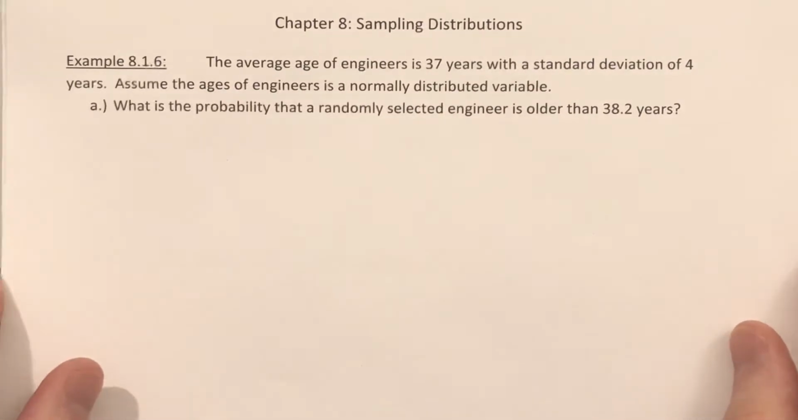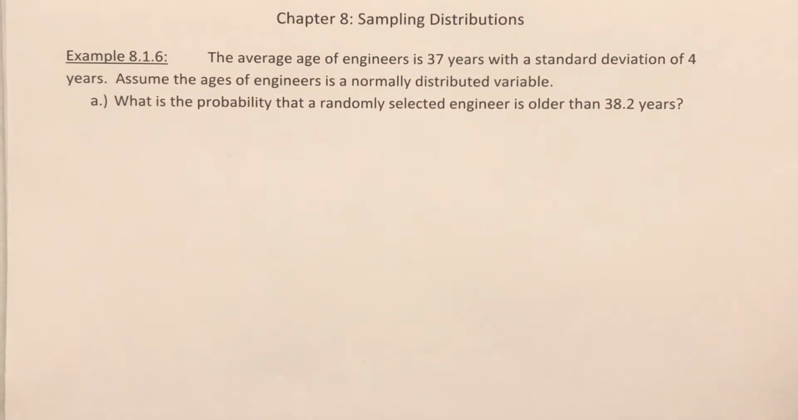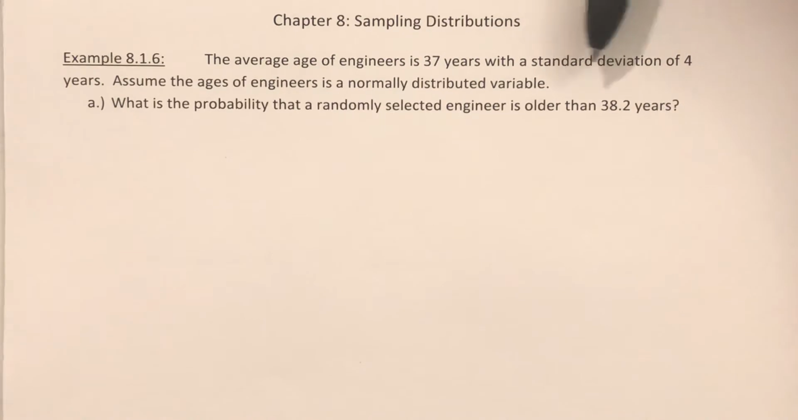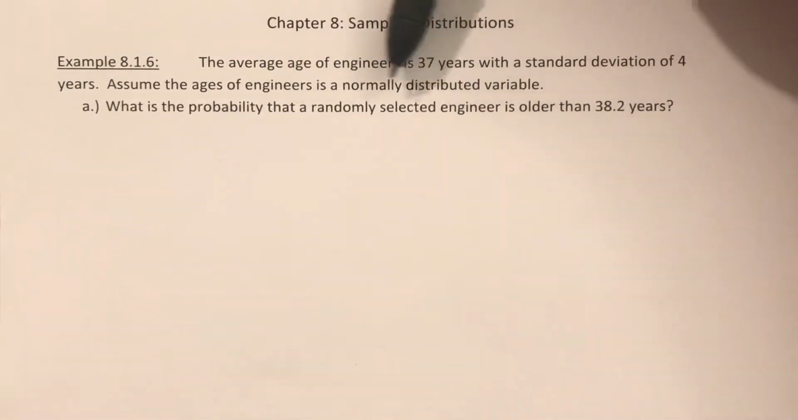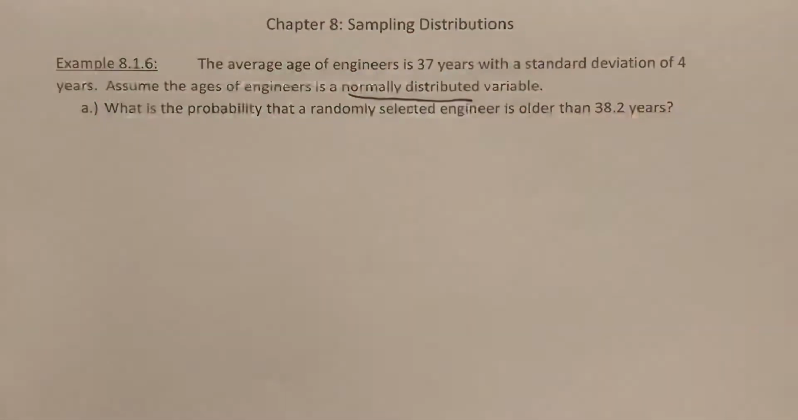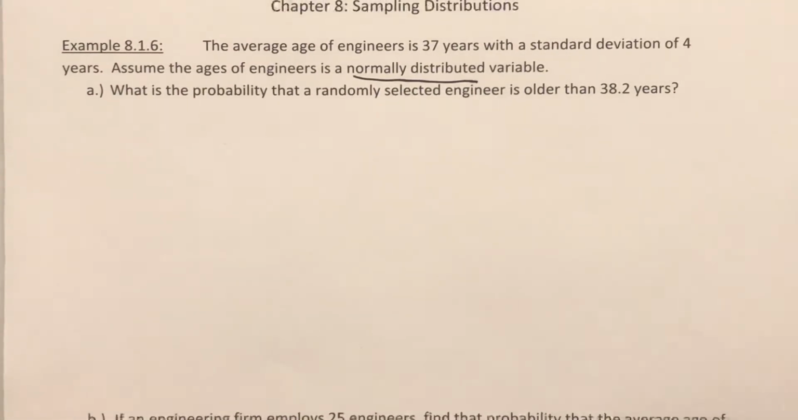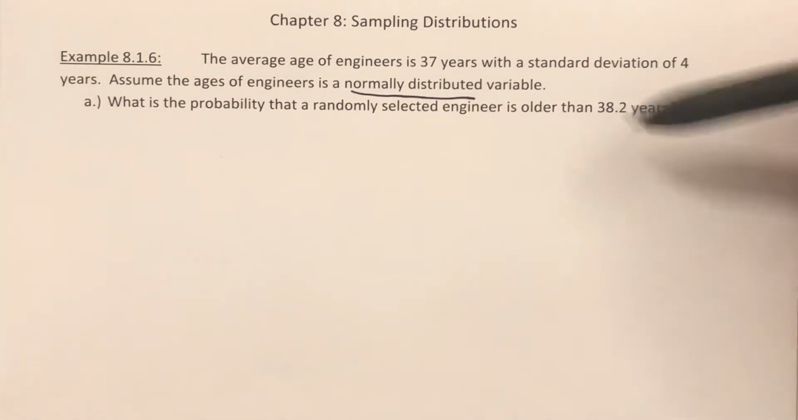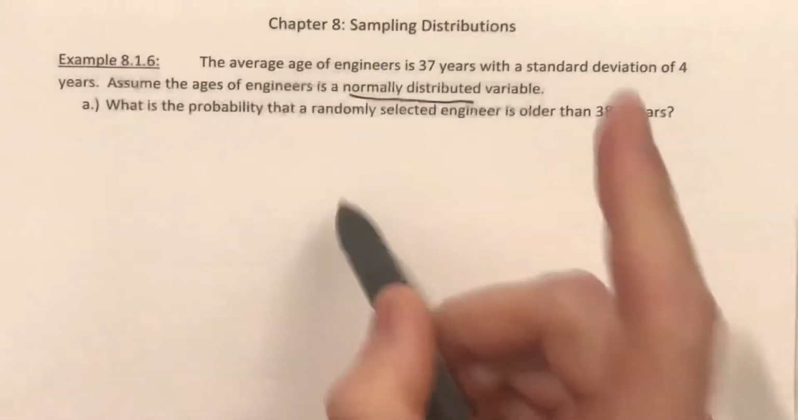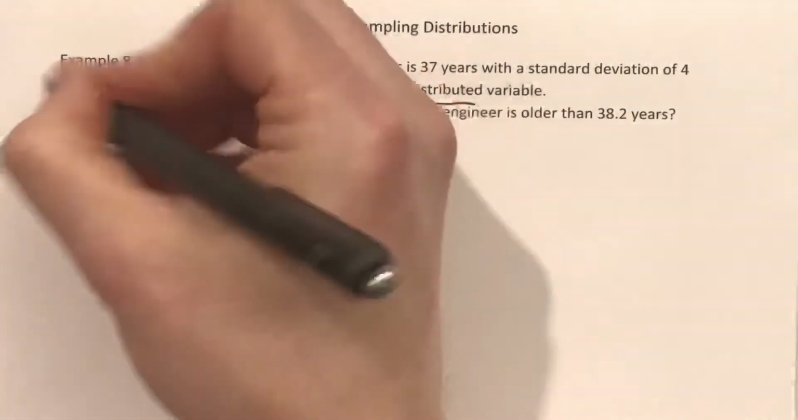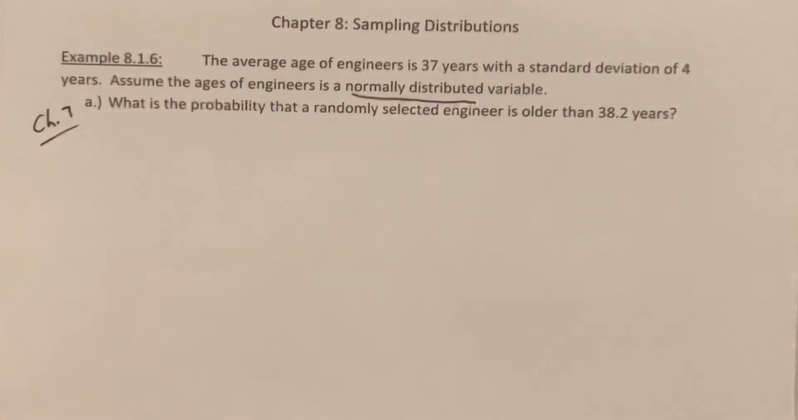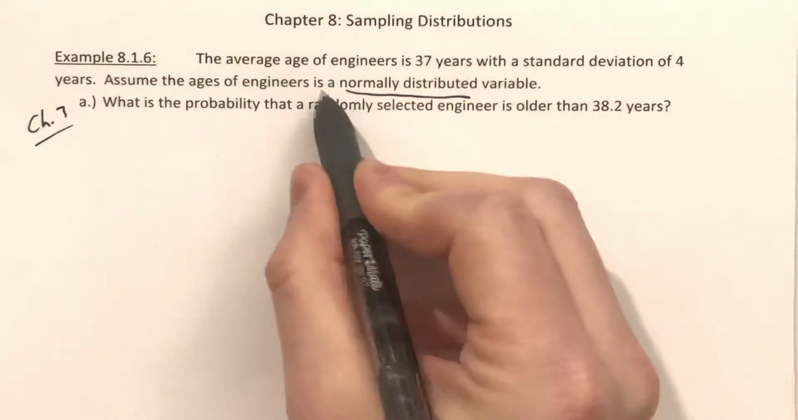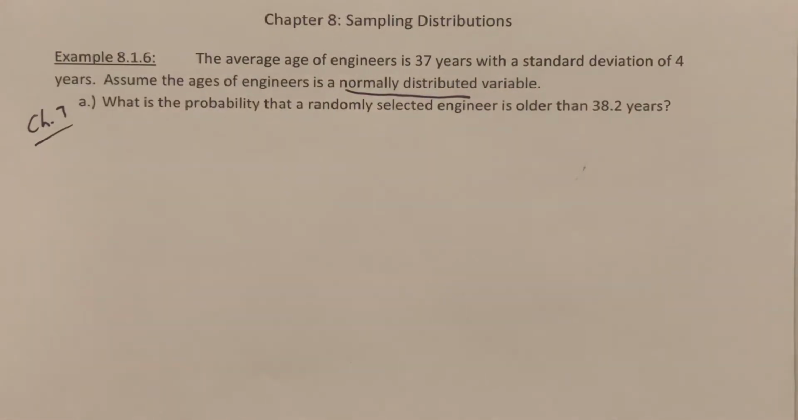So this last page here, we have one setup, but two questions. Now you'll notice we have the average age of engineers is 37, standard deviation is 4, and assume the ages are normally distributed. We actually are going to need this in this case because notice the first question. The first question says, what's the probability that a randomly selected engineer is older than 38.2 years? So we're randomly selecting one person. That's important because that makes this actually a Chapter 7 question, right? A single data value from a population, that's a Chapter 7 question. We needed normally distributed to even answer this question whatsoever.